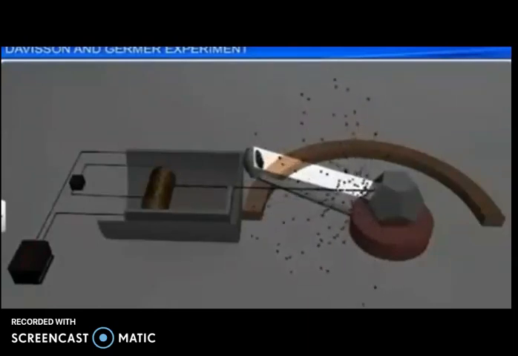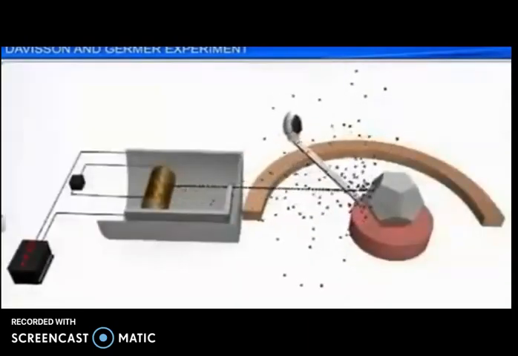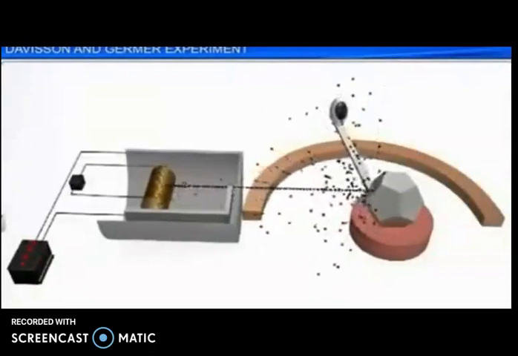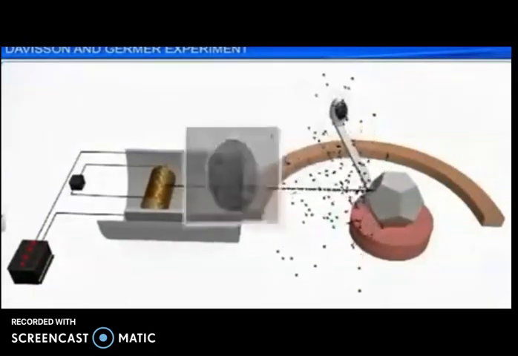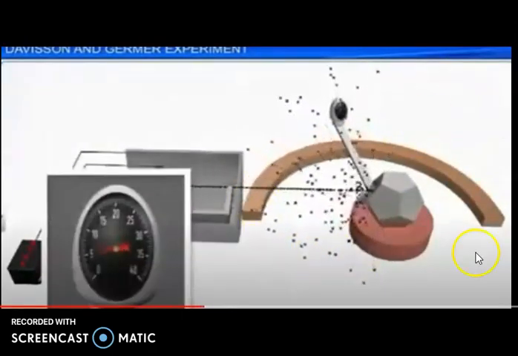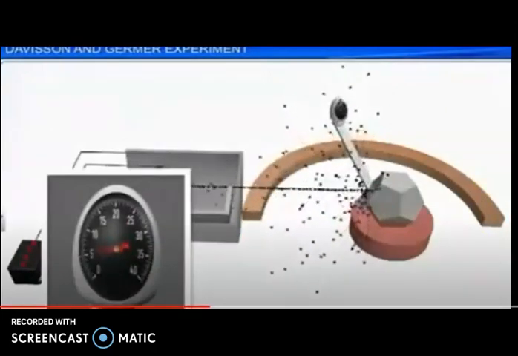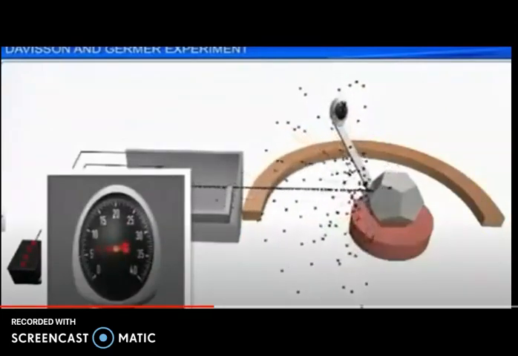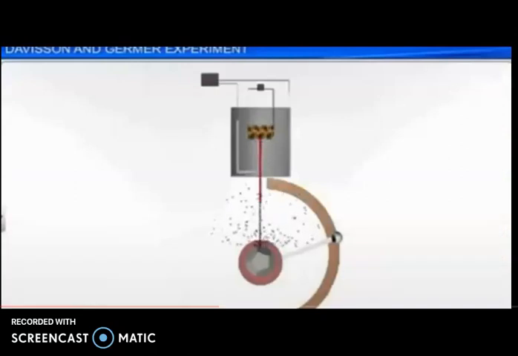By moving the detector on the circular scale to different positions, the intensity of the scattered electron beam is measured for different values of the angle of scattering. Electron detector. Theta, which is the angle between the incident and the scattered electron beams.